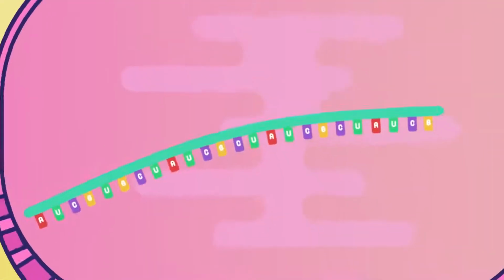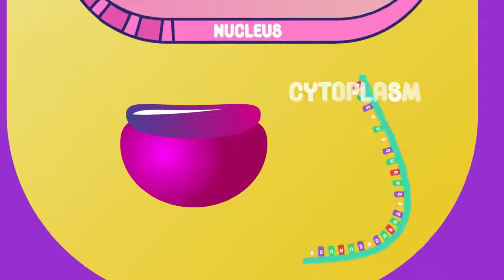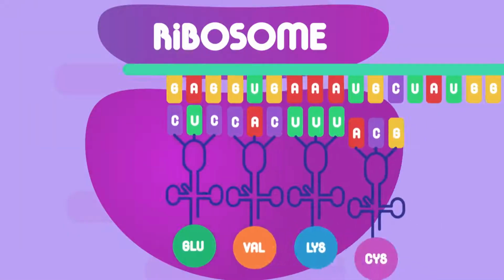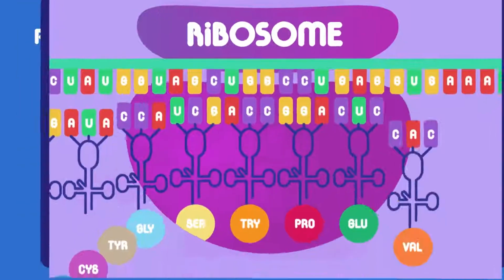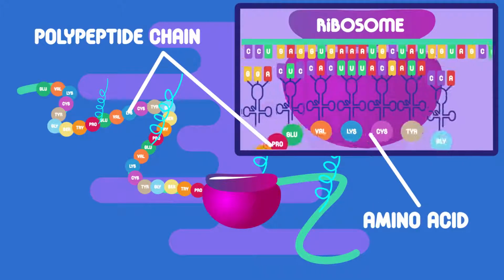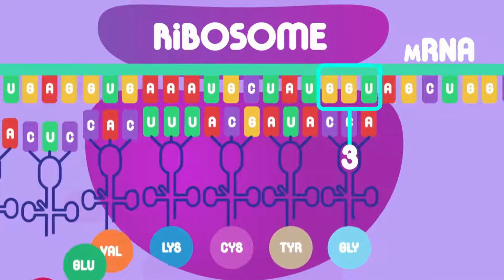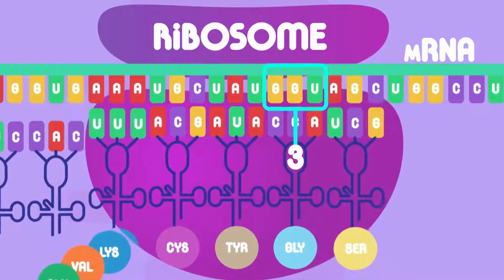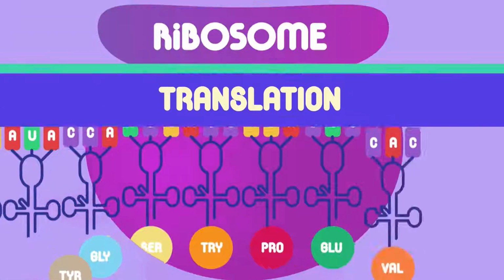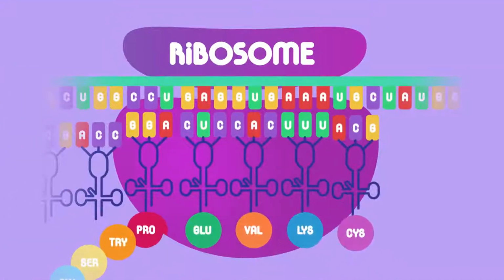The mRNA then travels from the cell nucleus and out into the cytoplasm until it reaches and attaches to a ribosome. The ribosome then sticks amino acids together to make a polypeptide chain, following the order of amino acids as coded for by the mRNA. 3 base codons on the mRNA code for 1 amino acid, and this whole process in the ribosome is called translation. So let's look at translation in a little more detail.